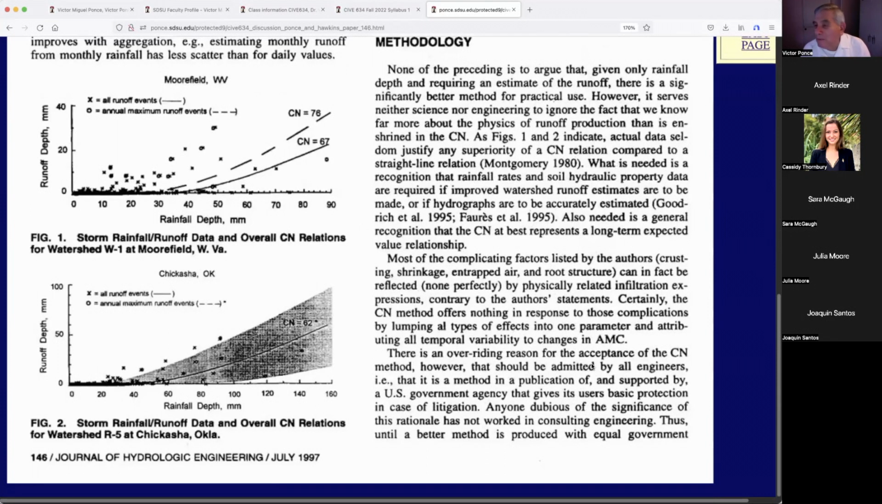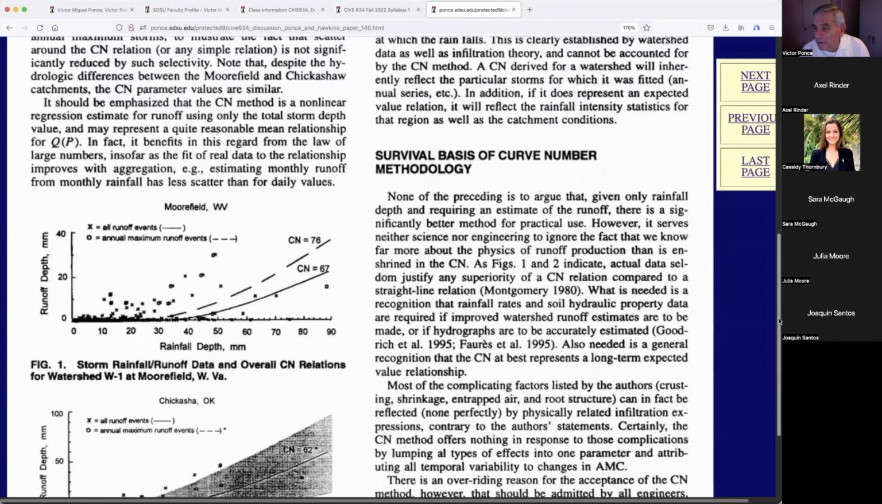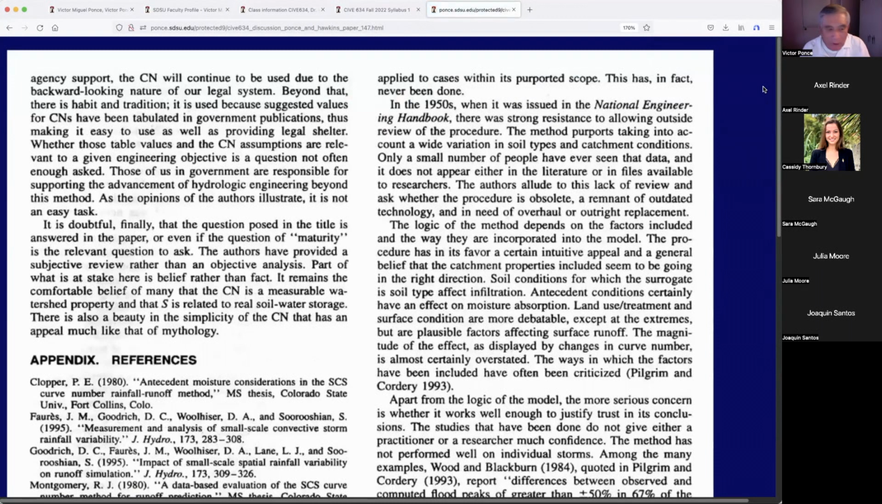There is an overriding reason for the acceptance of the curve number method, which should be admitted by all engineers: it is supported by the U.S. government, and it gives users basic protection in case of litigation. That is correct in here. Everybody acknowledges that. If you use the government method and somebody sues you, all you need to do is say, I'm using the manual. Here's the manual. If you want to disagree with the manual, you can do it, but not with me. Okay. So finally, that's what he said.